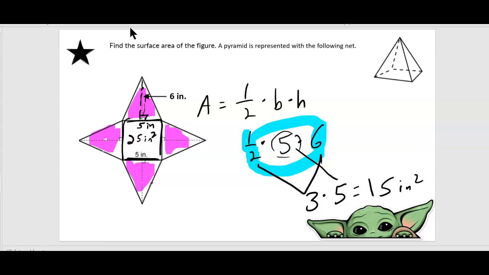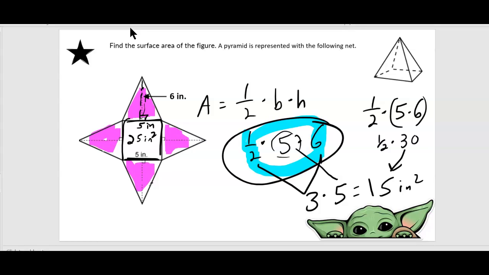See, if I did it the other way, does it still work? Are you sure, Mr. Hoffman, about that? It will. Watch, if you do the 5 times 6 first, you get 30. What's half of 30? It's still going to be 15. I think this way's a lot easier and smarter. Strategery. I don't know if strategery is a word, but it's fun to say.